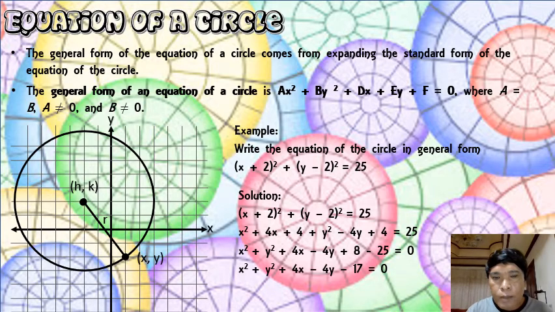Okay, combine like terms. Rewrite everything except for those that are simplifiable. Say positive 8 minus 25 is negative 17 equals 0. So, the equation now is written in general form. So, the general form of the equation of the circle is x squared plus y squared plus 4x minus 4y minus 17 equals 0.